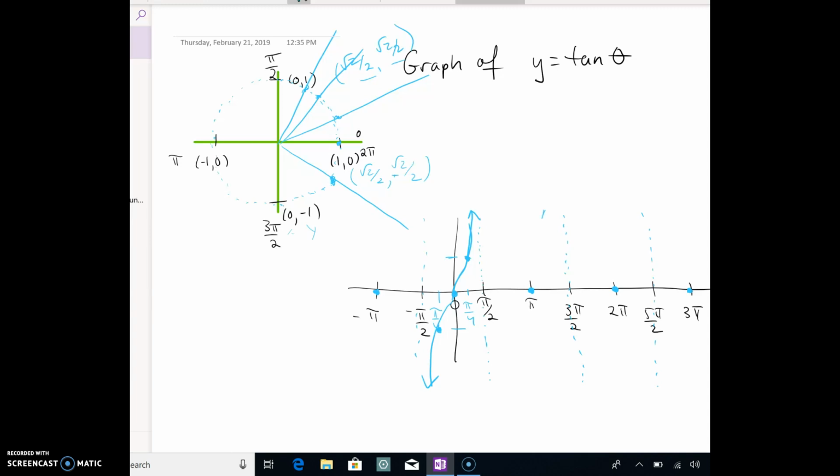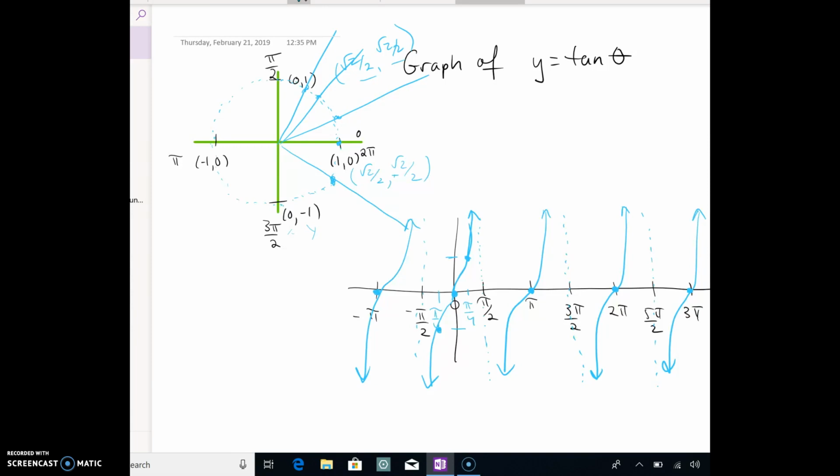So we have, in essence, this function that looks like a cubic function. And that cubic function is going to repeat infinitely to the left and infinitely to the right. It is going to hit a zero at each one and approach positive infinity on the right and negative infinity on the left. So this is the graph of y equals tangent of theta.